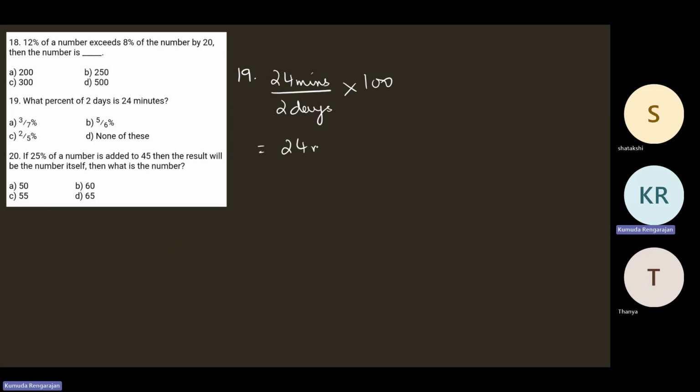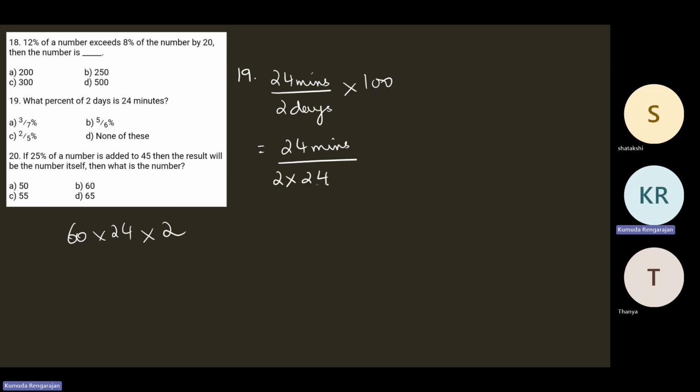So it is 24 minutes by... 1 day has 24 hours. 1 day is equal to 24 hours, and 1 hour is equal to 60 minutes. So how many minutes in a day? 60 into 24. For 2 days, into 2. 1 day has 24 hours. So 24, 2 days into 2.